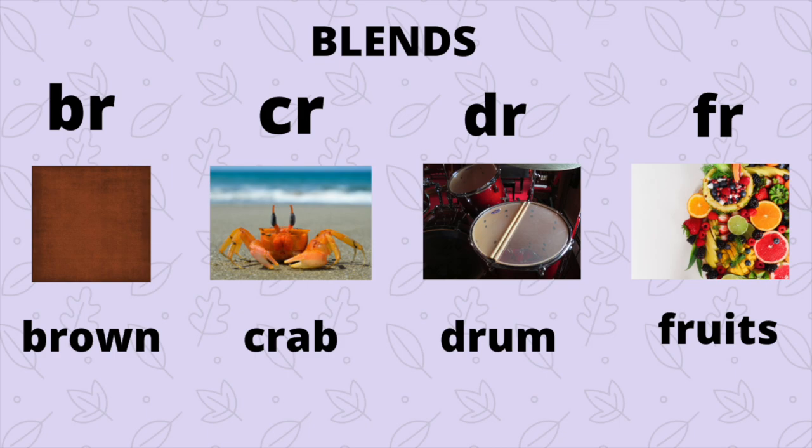Together, br. Brown. The next, C, R. C sounds K. R sounds R. Together, cr. Crab. The next, D, R. D sounds d. R sounds r. Together, dr. Drum. Yes. The next, F, R. F sounds f. R sounds r. Together, fr. Fruits. Yes.